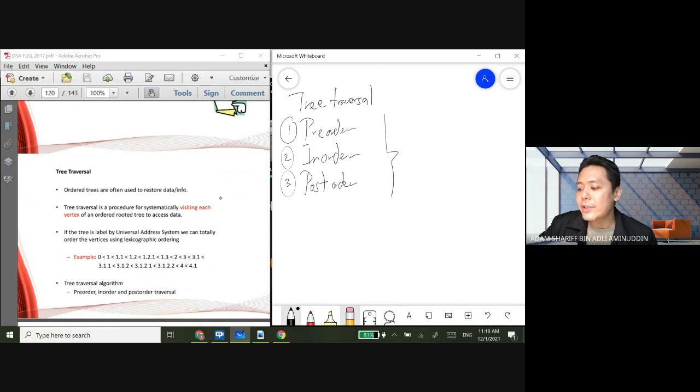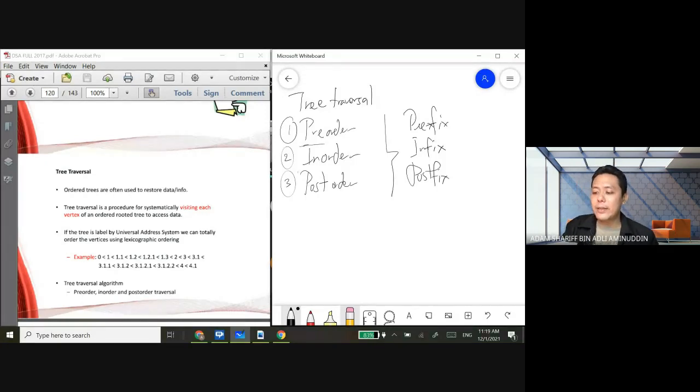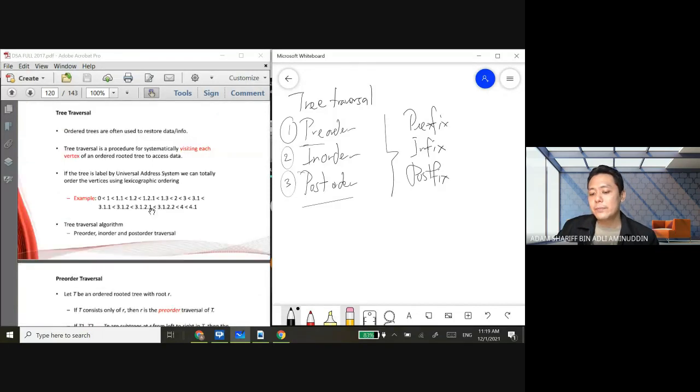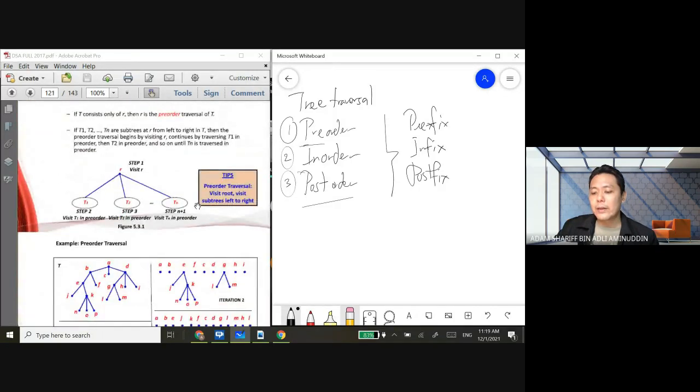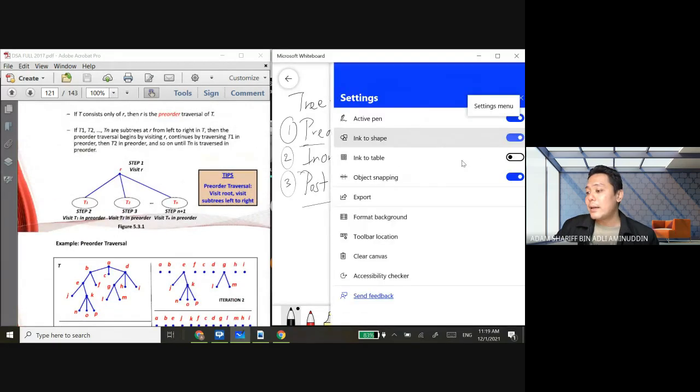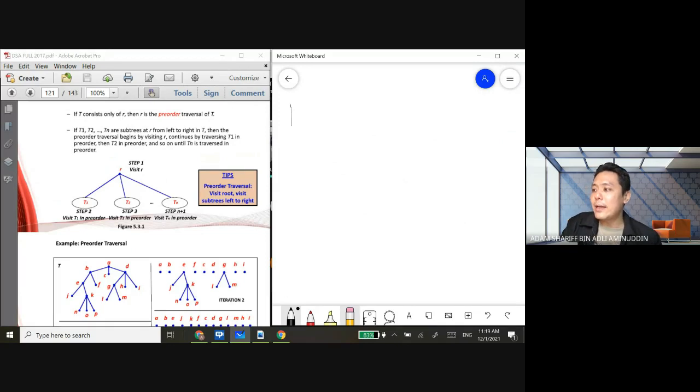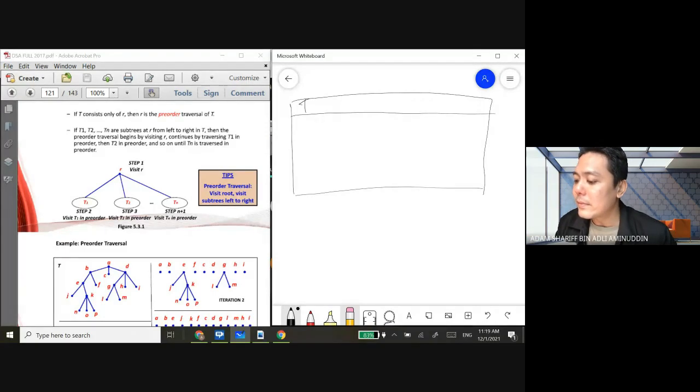Okay, this thing also has a relation to prefix, infix, and postfix. Tapi kita kena faham dulu logic pre-order, in-order and post-order. Update dalam nota atau dalam kamu punya nota conteng. Ini yang saya simpulkan supaya kamu dapat ingat step lebih mudah. Pre, in order, post order. Order dia.